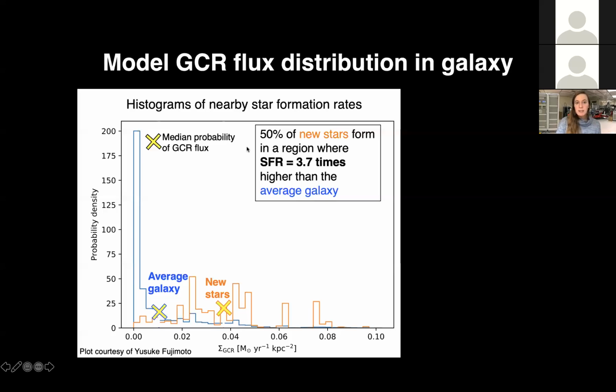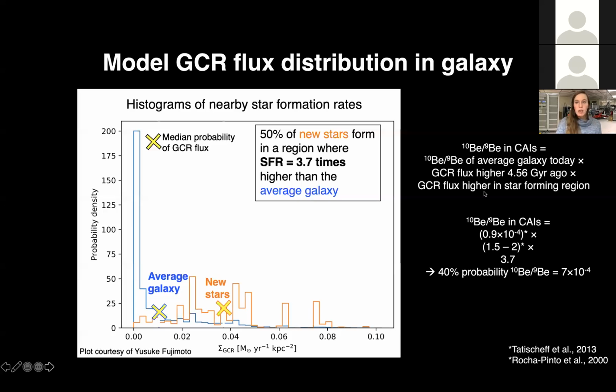This plot says that 50% of new stars form in a region where the star formation rate is higher by 3.7 times than the average galaxy. And to put this in perspective for beryllium-10 and go through a calculation, this implies that there's a 40% probability that near a new star, the 10/9 beryllium ratio will be 7 times 10 to the minus 4. So the model works according to our data.